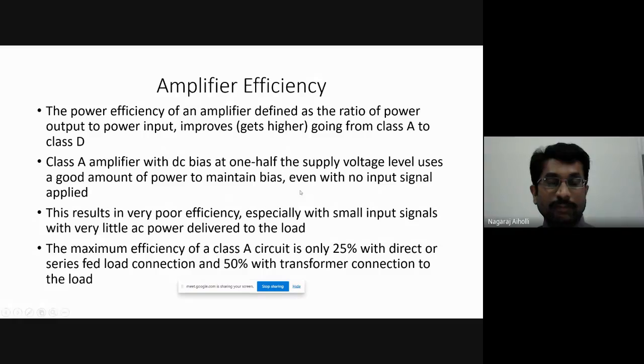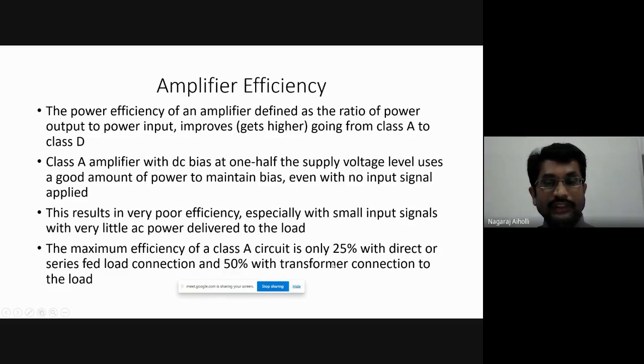Because of this, the ratio of output power to input power will be less. The output power is less, and hence the ratio of output power to input power will also be less, and that is why it results in poor efficiency. Efficiency of the class A power amplifier is less. So how much is the efficiency of the class A amplifier? It is only 25%. There are two types here. One is called the direct or series fed load connection. We'll discuss that later in the next class. For the direct or series fed load connection of class A amplifier, its efficiency is just 25%.